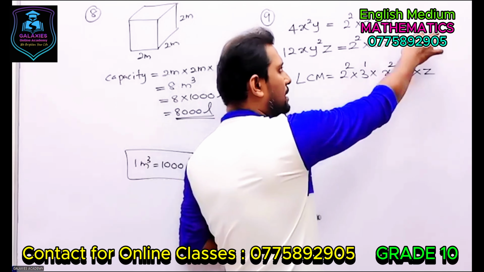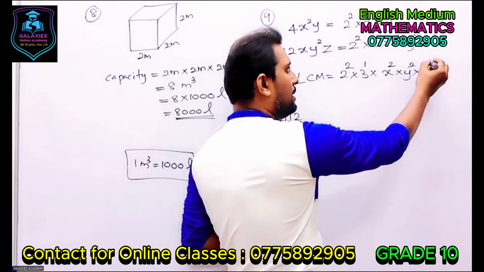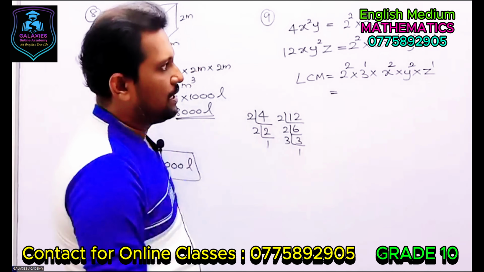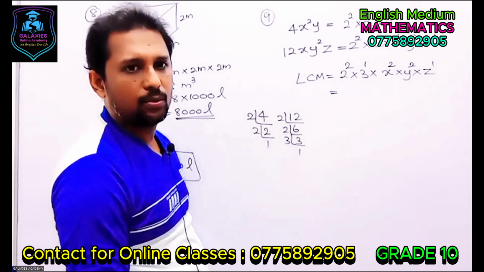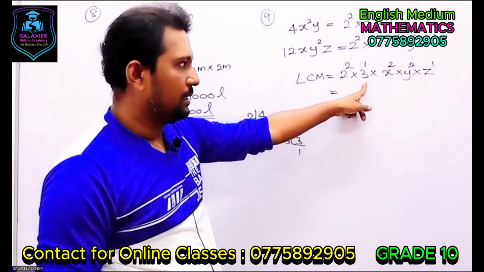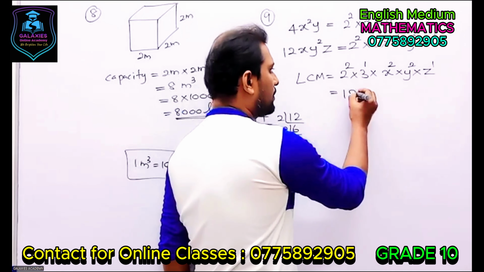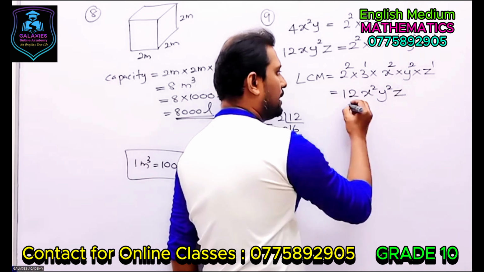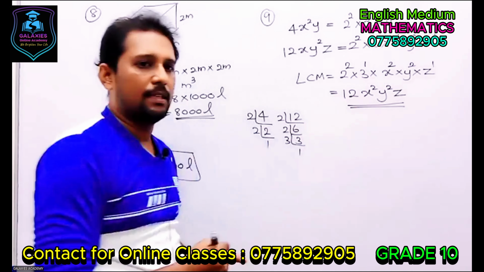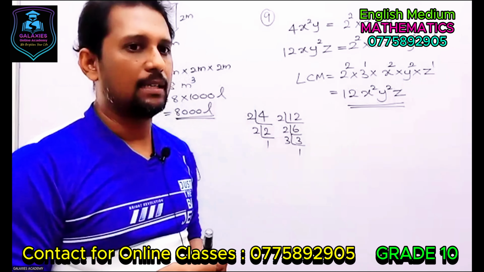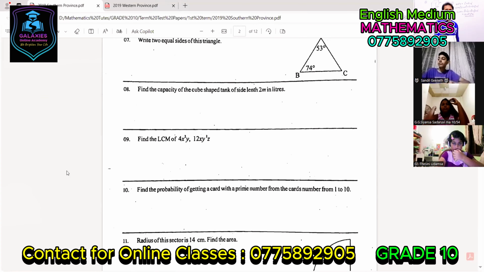y, what is the highest index? 2. z, 1. Then you have to write the answer. 2 to the power 2 means 2 times 2, 4. 4 multiply 3, 12. x squared, y squared, z. This is the LCM, right? It is the method of finding the LCM of algebraic terms.